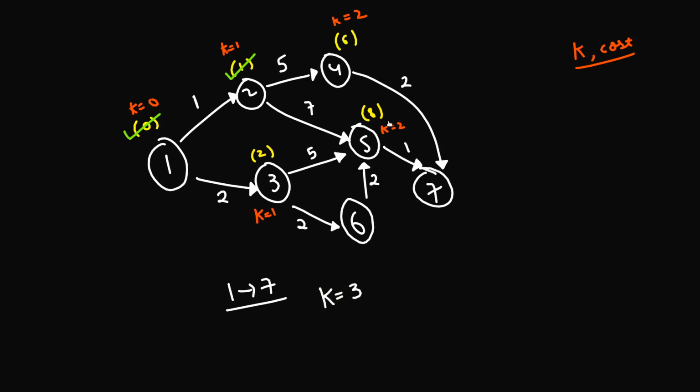Now we are left with 3 cities that we still haven't covered, that I haven't yet marked with a green tick. So I'll give the priority to k. Whichever has the minimum k among these 3, I'll pick that. You can see that this city has the minimum k, so I'll just pick that.